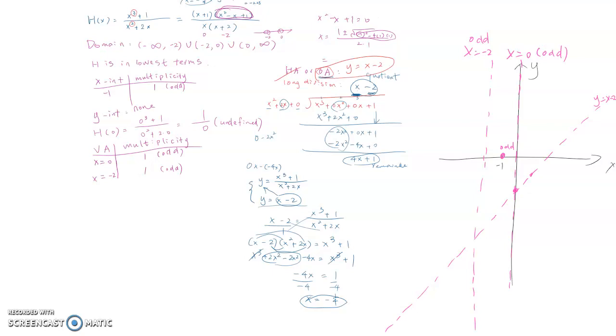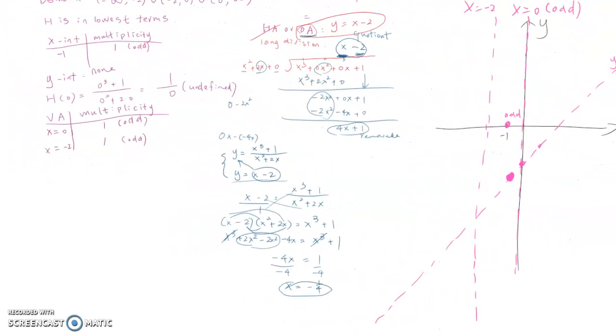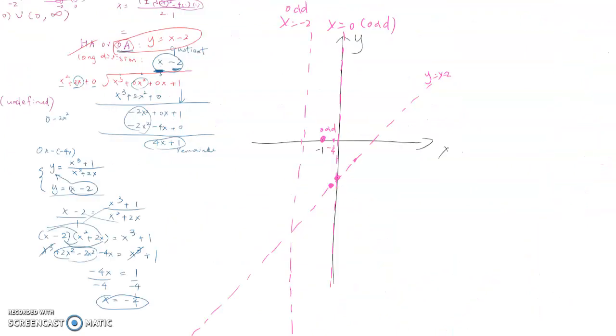And our graph will intersect the y equals x minus 2 at negative 1/4. So it's around here. Our graph will intersect the oblique asymptote. All right, that's all the information we gathered. We can start graphing. First of all, we will have to connect the x-intercept with this point where the graph intersects the oblique asymptote. Connect those two points.